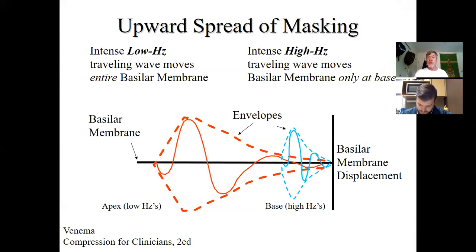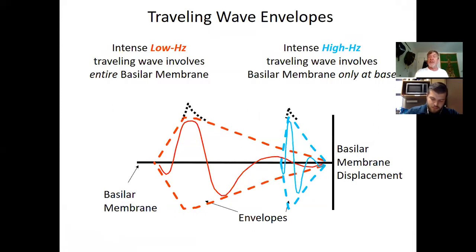So look at these two traveling waves. You'll see the red one here, and you'll see a light blue one here. The red one, this is the apex of the cochlea. You can see this on the left. This is the cochlea unrolled. Think of the black line as the basilar membrane upon which all the hair cells are standing. You're causing a peak of a traveling wave in the low frequencies. These hair cells will be stimulated. If the traveling wave stops here, these hair cells are stimulated. Now, what do we mean by the upward spread of masking? Well, we'll talk about that in just a bit.